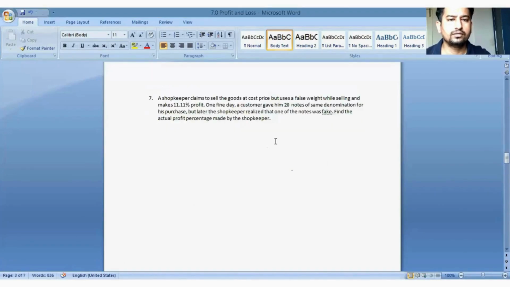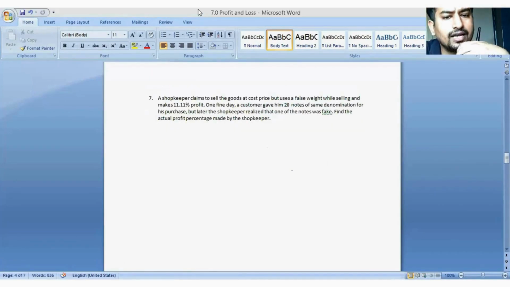Let's take up the next question. So what do we have? A shopkeeper claims to sell goods at cost price, but uses a false weight while selling and makes 11.11% profit. One fine day, a customer gave 20 notes of the same denomination for his purchase, but later the shopkeeper realized that one of the notes was fake. Find the actual profit percentage made by the shopkeeper. This is a good question. I will suggest you pause here and think about it.